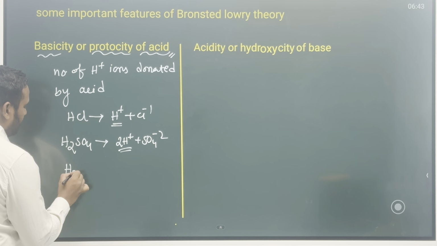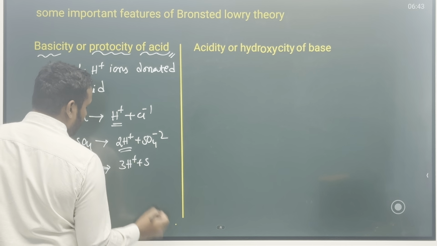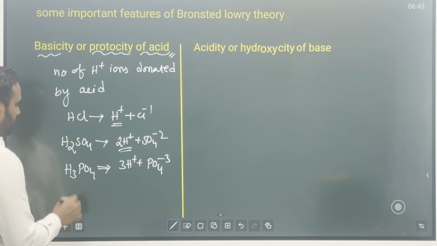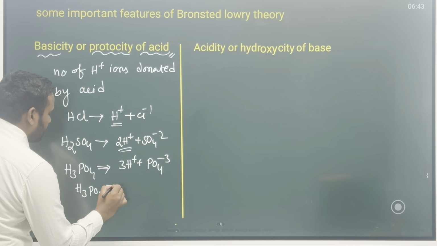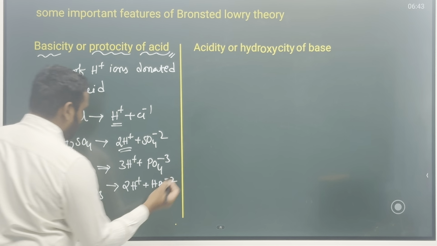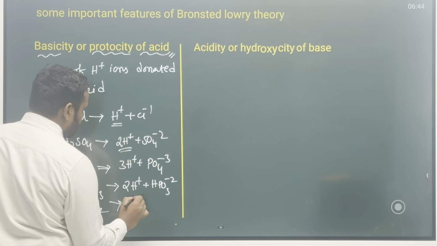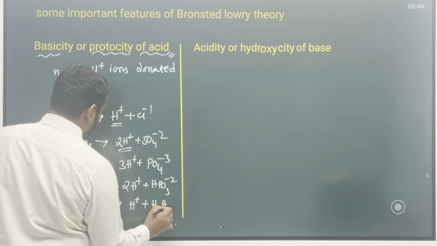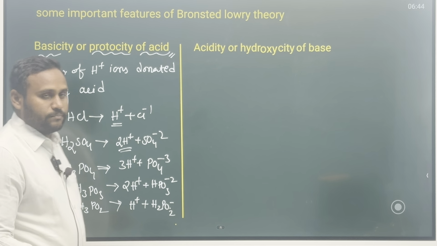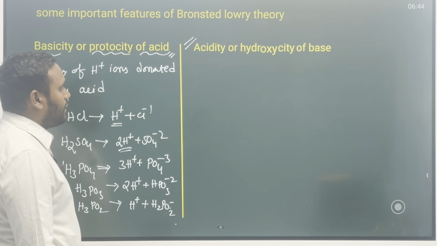In the same manner, take H3PO4, phosphoric acid. It produces 3 H plus ions plus PO4 minus 3. H3PO3 can donate only 2 H plus ions plus HPO3 minus 2, and H3PO2 can donate only 1 H plus ion plus H2PO2 minus. So this is how we can find out the basicity or protonicity of an acid.